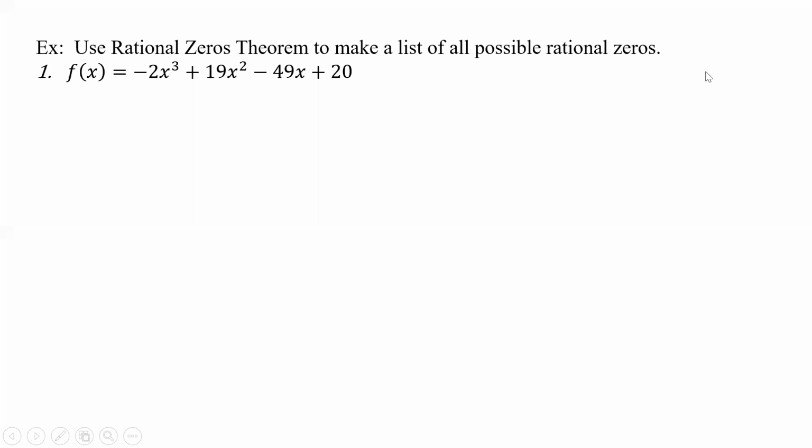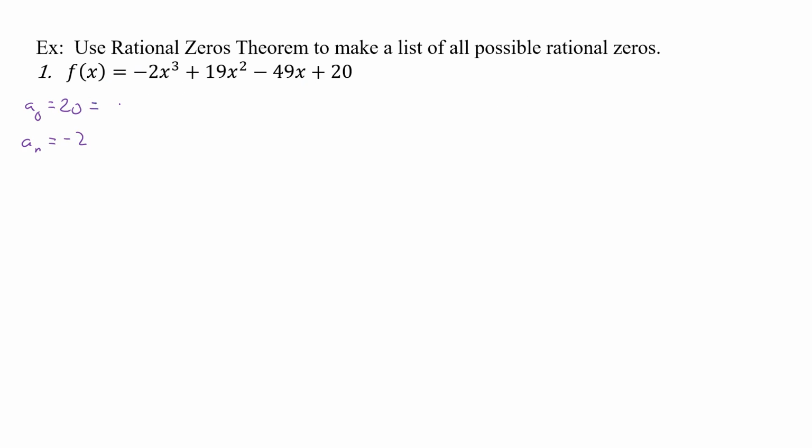All right, so now we're supposed to use the rational zeros theorem to make a list of all possible rational zeros. So we have 20 as our a0, and our an is equal to -2. Okay, so we need all the factors of 20 and all the factors of 2.